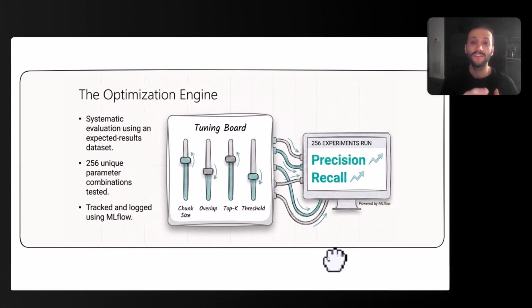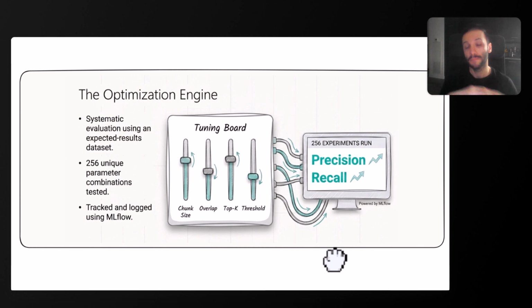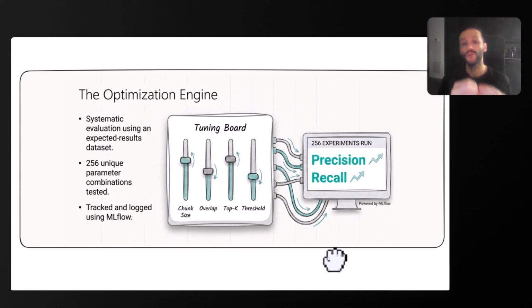I had 256 unique parameter combinations to tune our model, and how I did it, definitely not manually, was with the help of MLflow. MLflow is one of the best tools for model registry and experiment tracking.